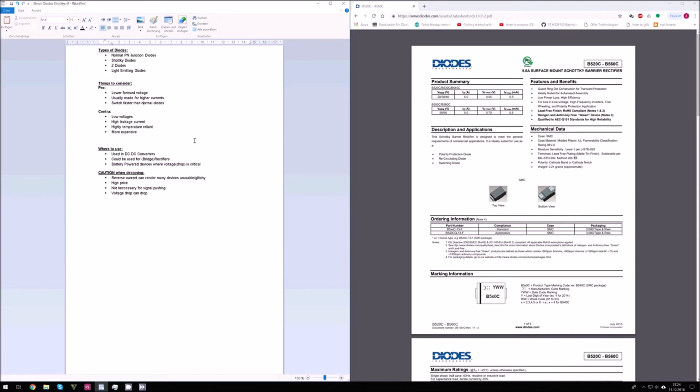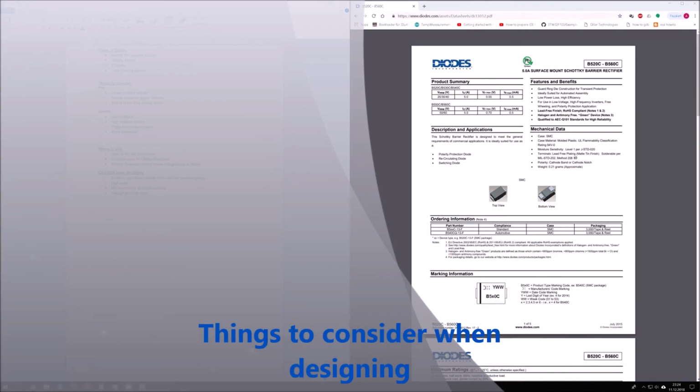Besides that, we also have to consider that Schottky diodes are more expensive than normal diodes. But if we have to use them in a use case, there's no way around it, and don't try to skimp on certain parts. So now we're going to continue with where to use Schottky diodes.